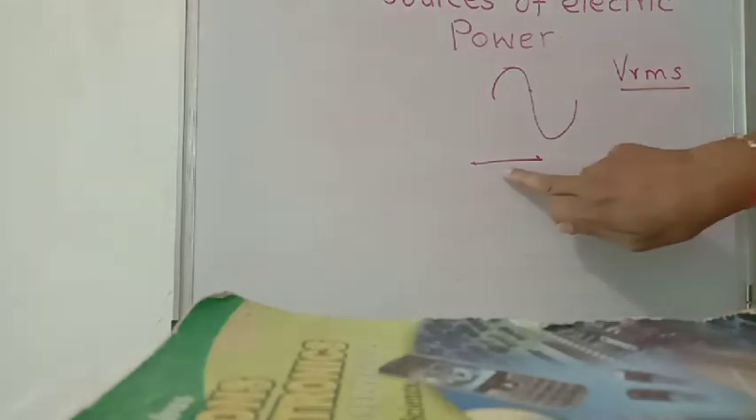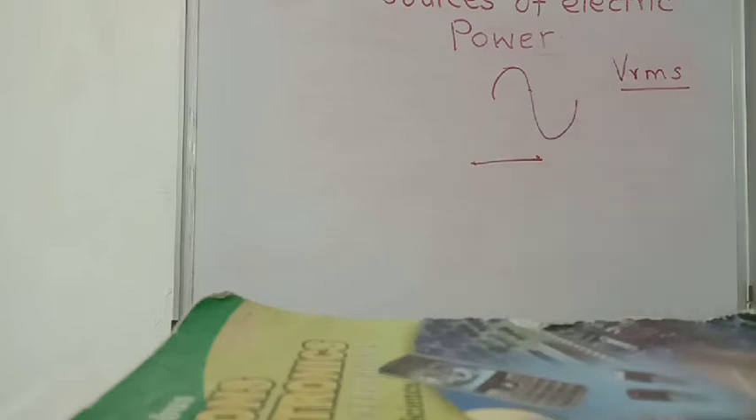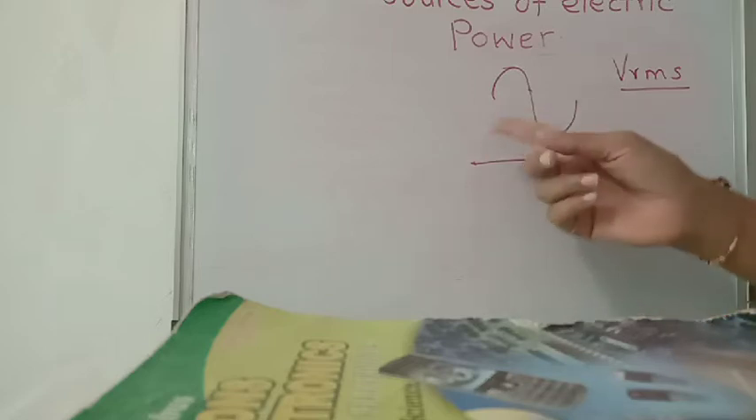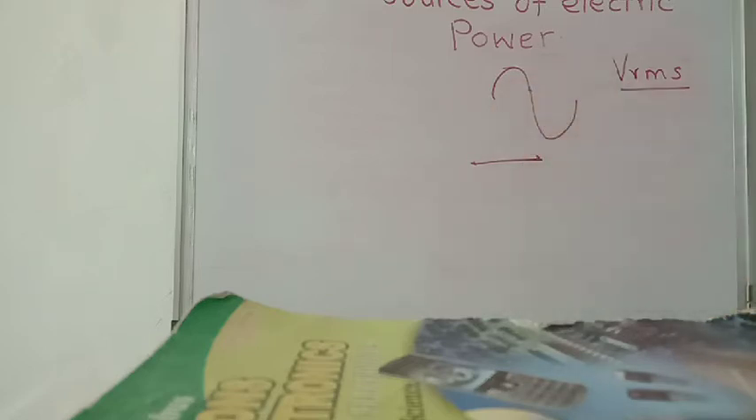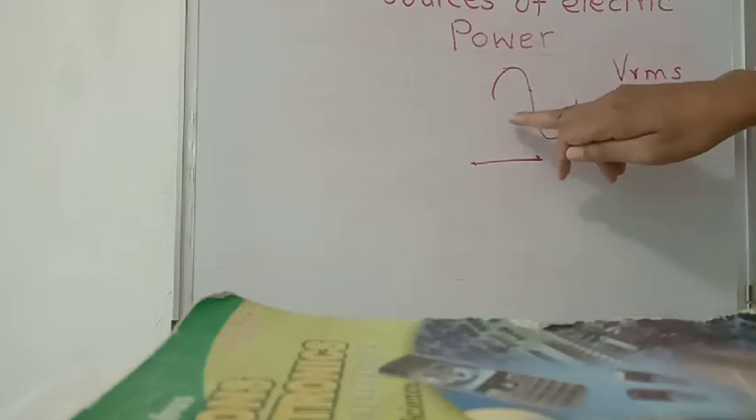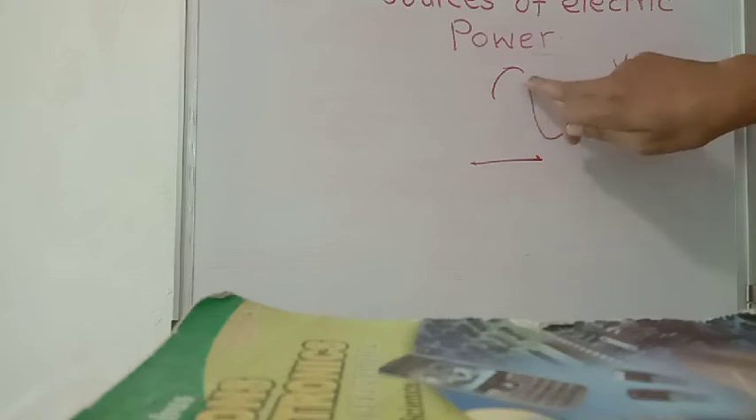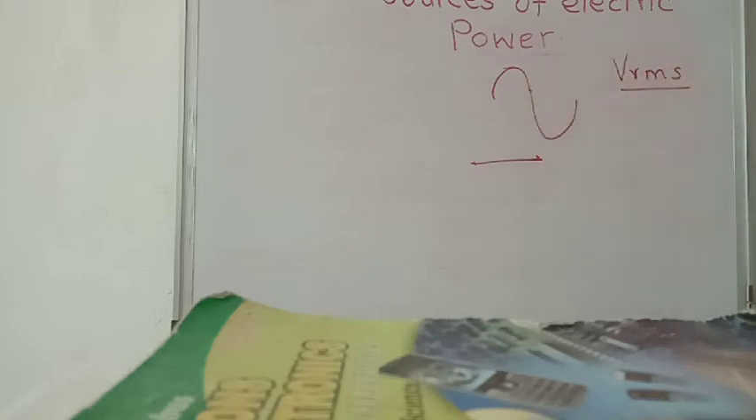And DC is unidirectional, which means the current flows in only one direction. So it is a steady voltage. This is not a steady voltage. It varies according to time. Okay, it has a frequency. There are 50 cycles in 1 second, so it is called 50 Hertz.